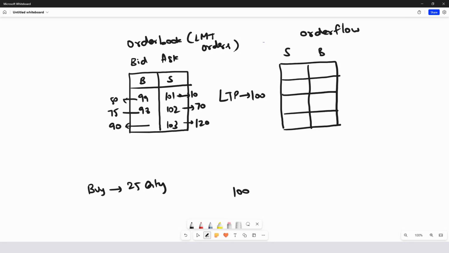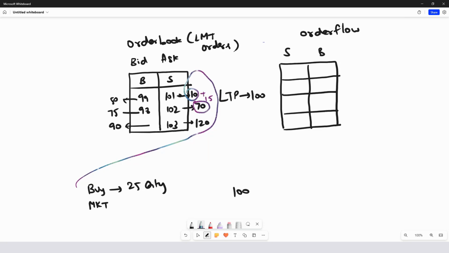25 quantity I want to buy. Now, what will happen? I'll tell you. So I'm a buyer. I am sending a buy market order. If I am sending a buy market order, what will happen is it will try to consume the liquidity from the sell side. So it goes to the sell side. It tries to pick up this 10 and from here it will try to take the remaining quantity. The remaining quantity is what? 15. So this 10 plus 15 becomes 25.